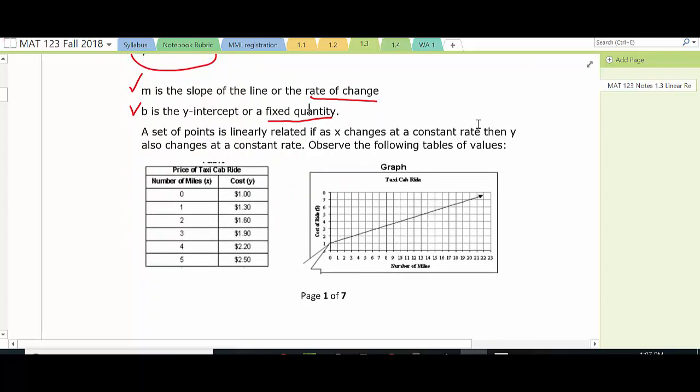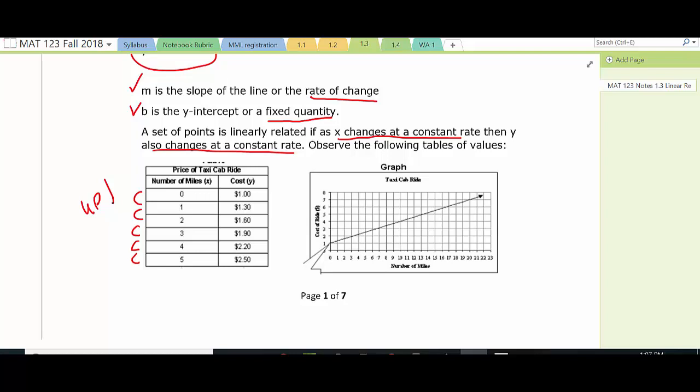Okay. So on this page right here, what it says is if x changes at a constant rate, then y also changes at a constant rate. That's what it means for something to be linear. Now let me show you what I mean by this. The x values are going up 1, right? Just write a note to yourself that that's going up 1. Now, look at the y's. Are they going up at a constant rate?